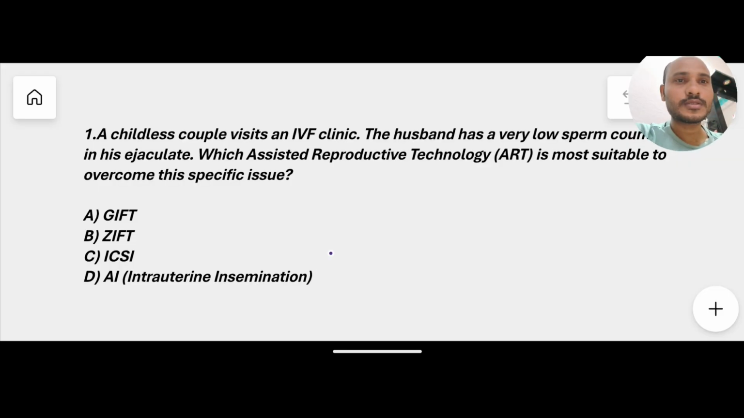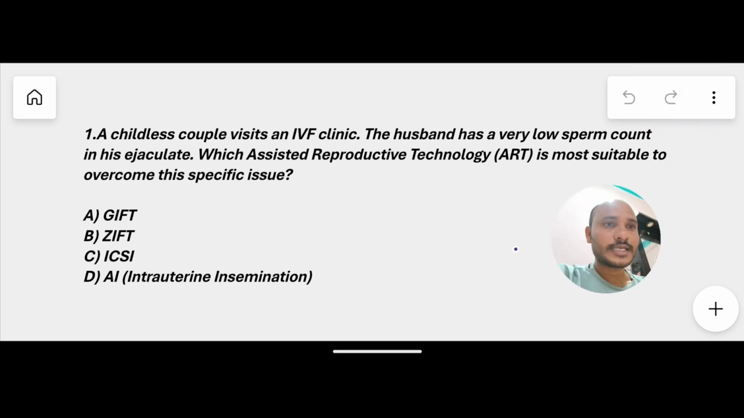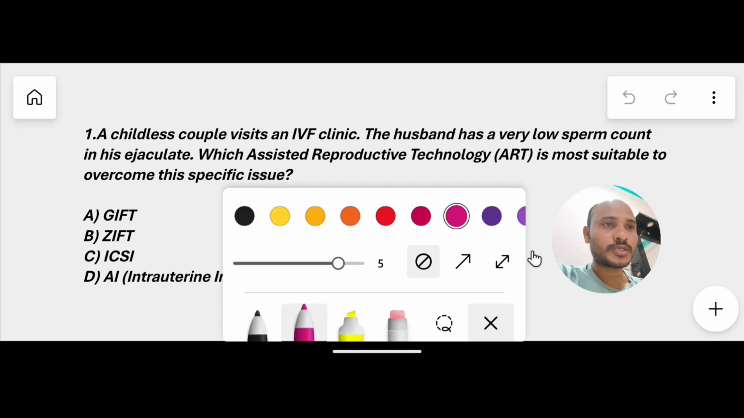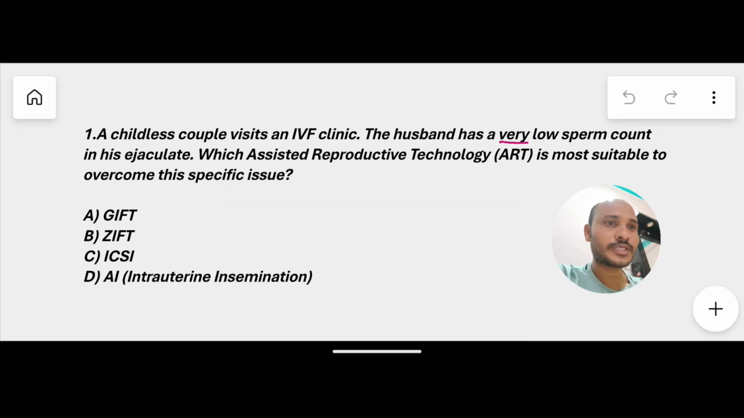A childless couple visits an IVF clinic. Here the husband has a very low sperm count in his ejaculate. This is the keyword: very low sperm count. Which assisted reproductive technology, simply we can call ART, is most suitable to overcome this specific issue? Here we have different options: GIFT, ICSI, and intrauterine insemination. So read these options and drop your answer in the comment box.